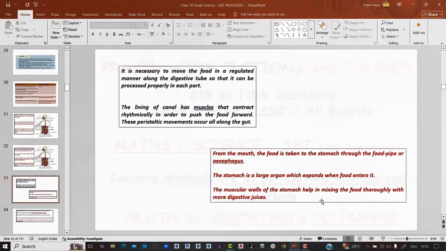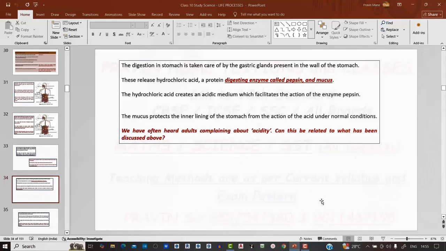Then in the stomach, different digestive juices are mixed in the food. The digestion in the stomach is taken care of by gastric glands.